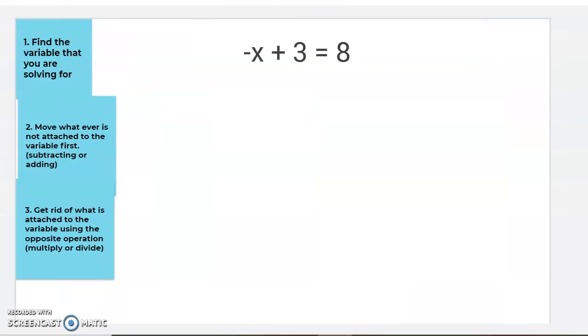Next example, negative x plus 3 equals 8. So plus 3 is not attached to x. I'm going to move that first. Opposite of adding is subtracting. And my number is 3. So the other side I'm also going to subtract 3. So I'm left with negative x equals 8 minus 3 is going to give me 5.